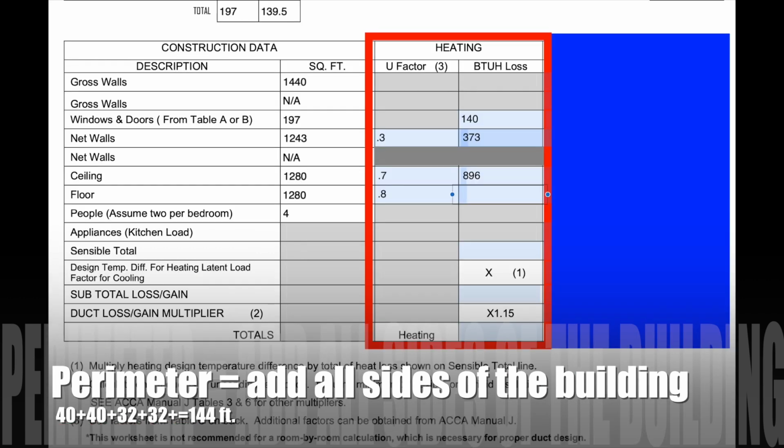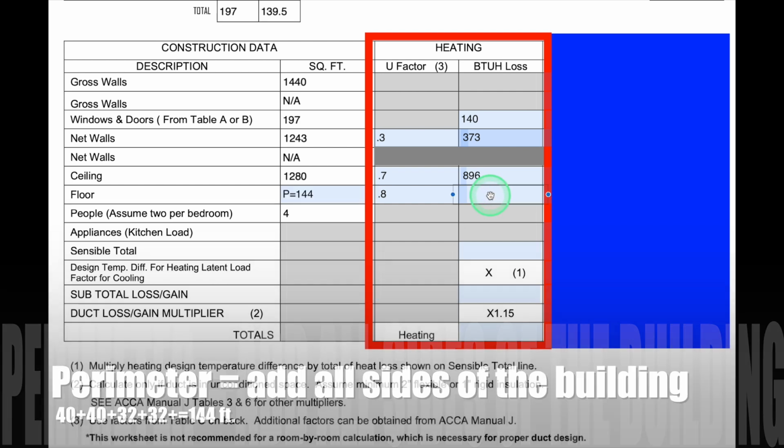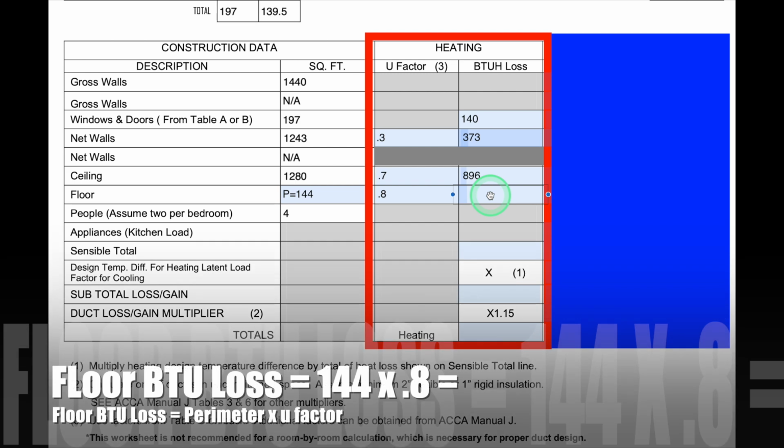Let's do that now. Over here, we're going to change this to perimeter. So P equals, 40 plus 40 is 80. So 80 plus 32 plus 32 is 144 feet in length of that building. And so it's 144 times 0.8. And our total BTU loss that we're losing through the perimeter of that flooring is 115 BTUs.